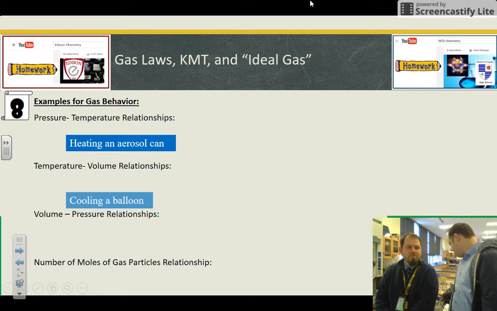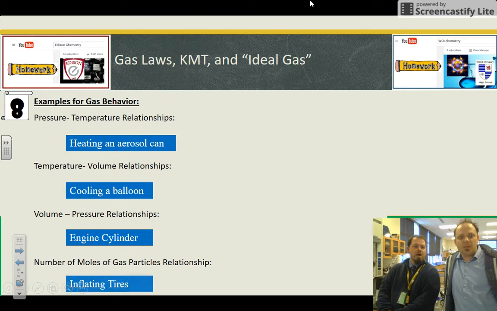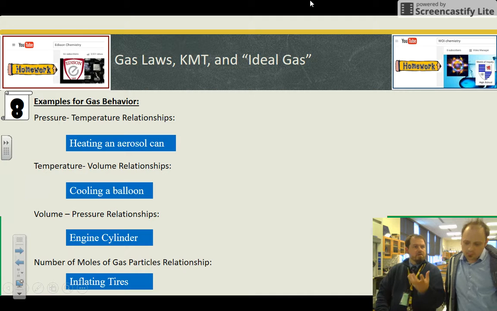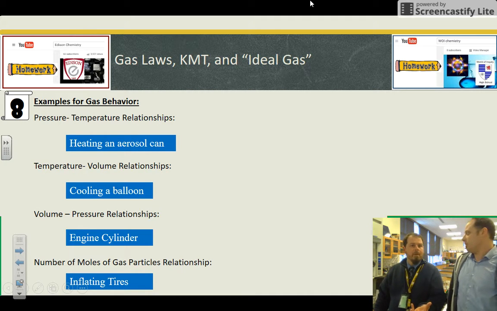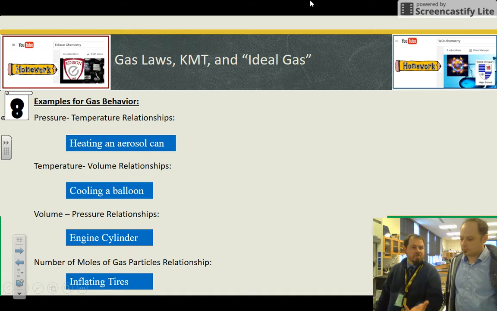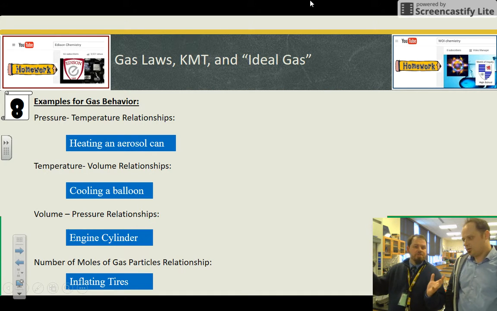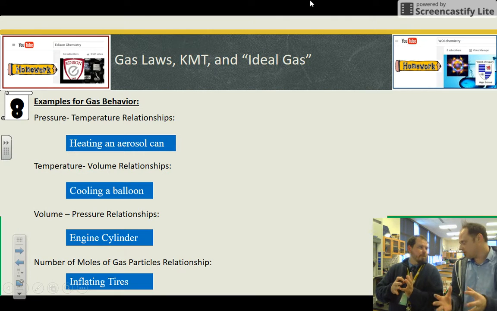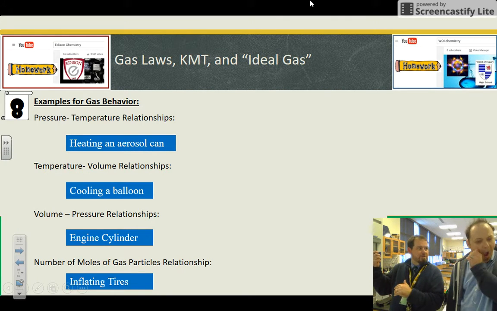Some quick examples. We'll go through these real fast. Heating an aerosol can that's got a fixed volume. What's going to happen if I heat it up too much? Pressure goes through the roof, kaboom. Cooling a balloon. I take my birthday balloon and put it outside. What's going to happen to it? It's going to shrink, because the volume's flexible. Air pressure is constant.